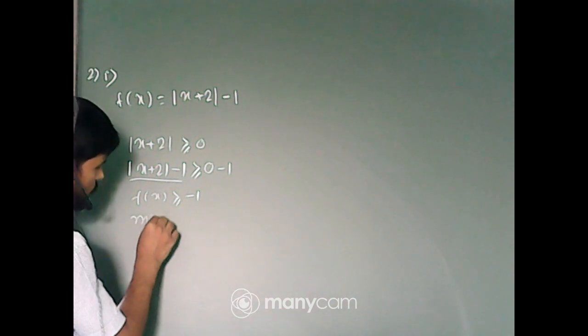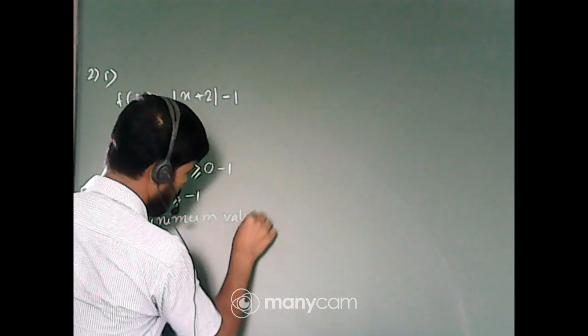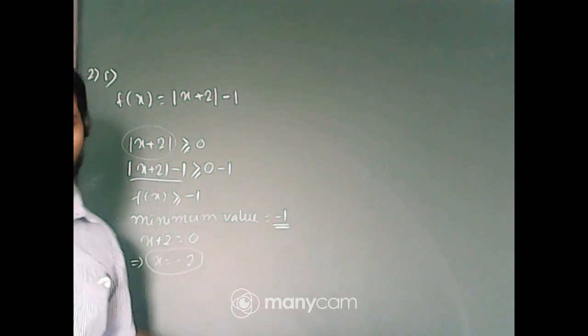Whatever the value of x you are putting here, the value of f of x is always greater than or equal to minus 1. So therefore the minimum value is equal to minus 1. And when does this minimum value occur? When this part is equal to 0, and this will occur when x plus 2 is equal to 0. That will imply that x is equal to minus 2. So at x equal to minus 2 the minimum value occurs, and the minimum value is minus 1.